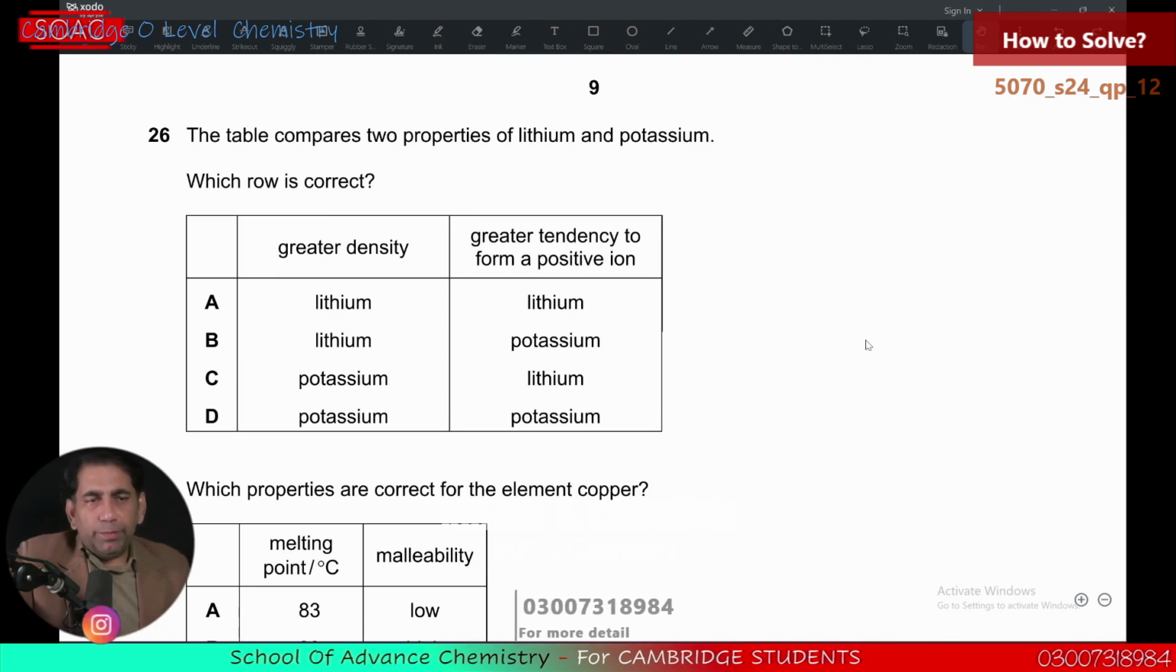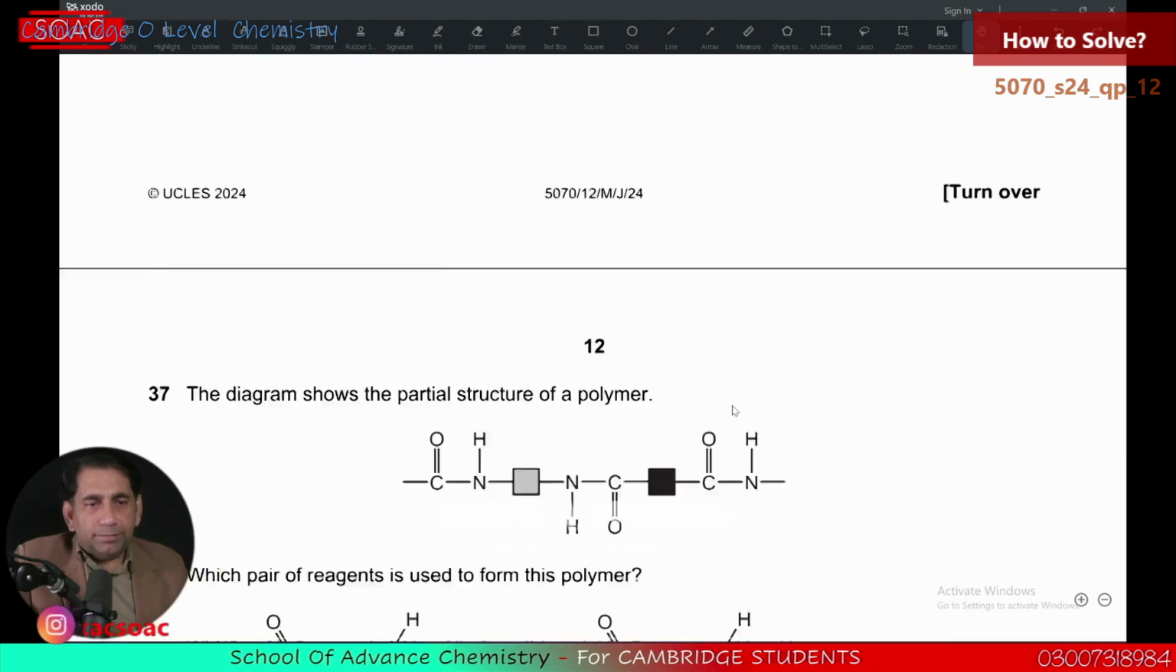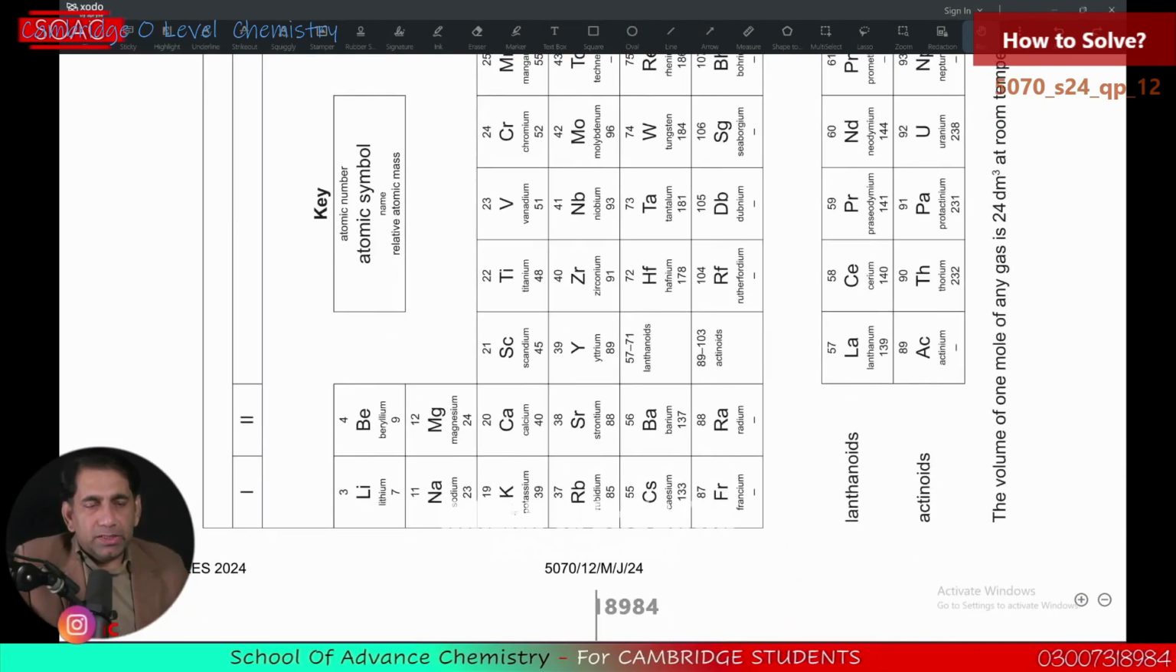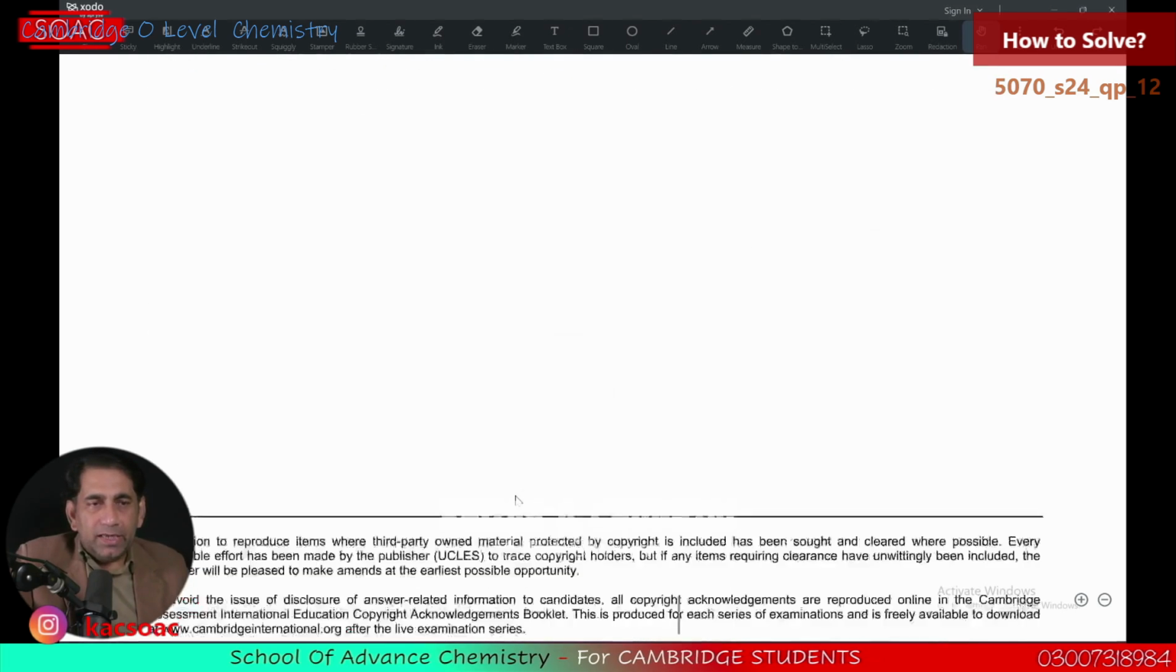Question number 26. The table compares two properties of lithium and potassium. Which row is correct? A, B, C, D. This is the column of density, how the density is changing, and this is the column of tendency to make positive ions. Which one has more tendency to make the positive ion? From the periodic table, we can see where potassium and lithium are. Here is lithium and here is potassium. As we move down the group, the ease of formation of a positive ion increases. So potassium will make a positive ion more easily.